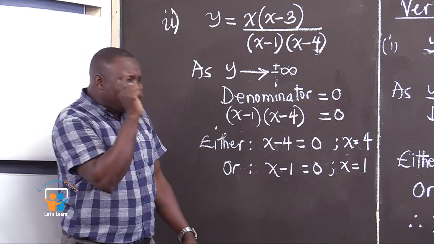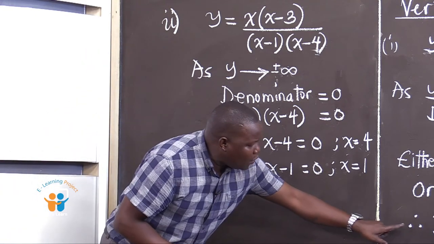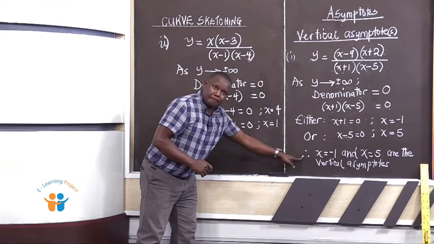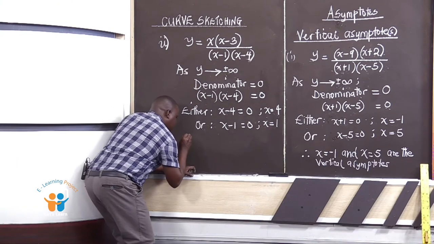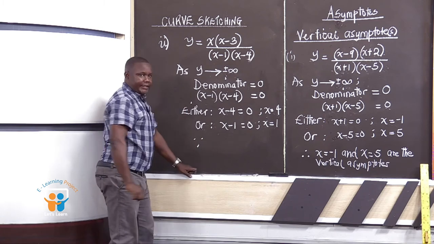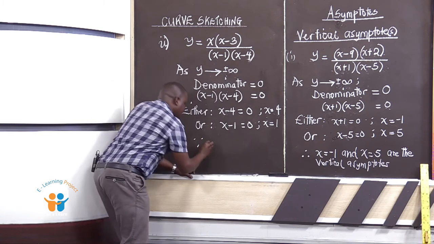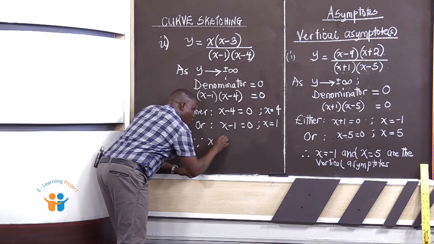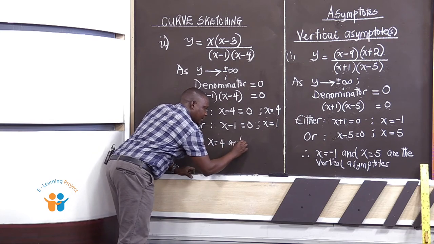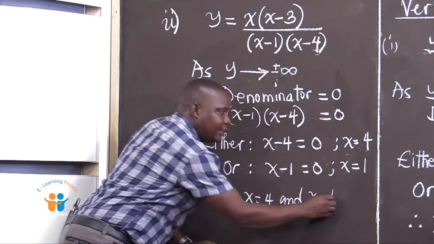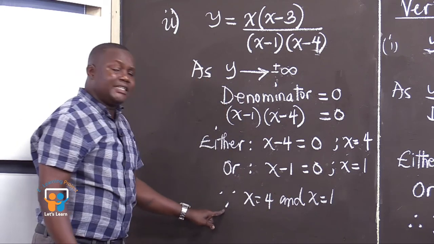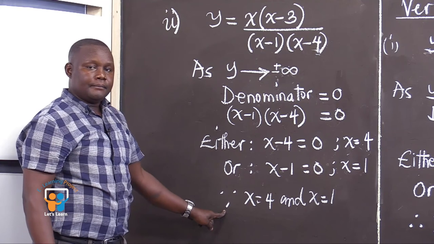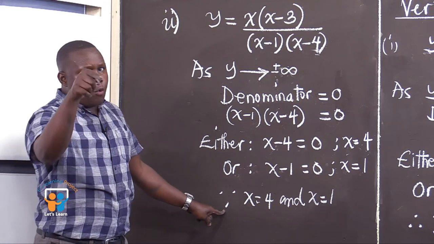One of the common mistakes people make is they don't know how to write the symbol for therefore. They end up doing this. They would say, that one there. And then they go on to say x equal to 4 and x equal to 1 are the vertical asymptotes of the curve. Is this symbol representing therefore? Someone is saying no. What does it represent?